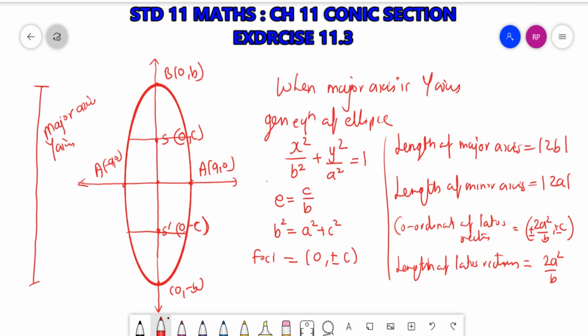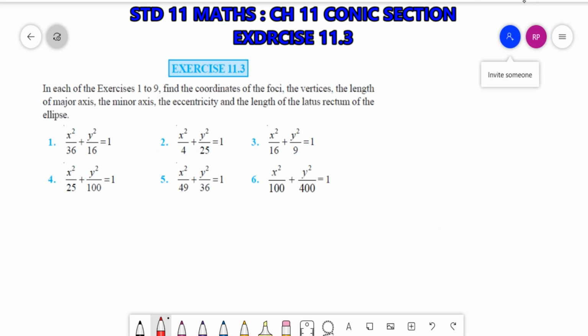Now let's start with Exercise 11.3. In each of the exercises 1 to 9, find the coordinates of the foci, the vertices, the length of the major axis, the minor axis, the eccentricity, and the length of the latus rectum of the ellipse. Clear? So here, I will solve two of them from the first six, and the rest you have to solve by yourself. Clear? So first, let's take the first one.